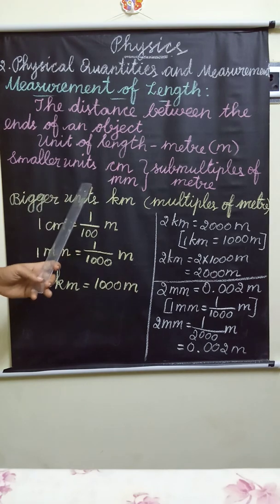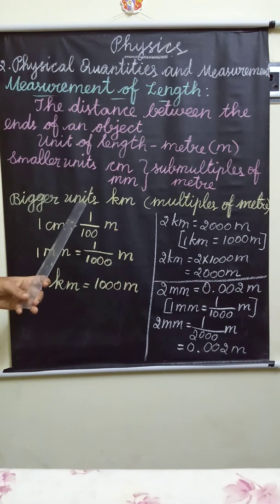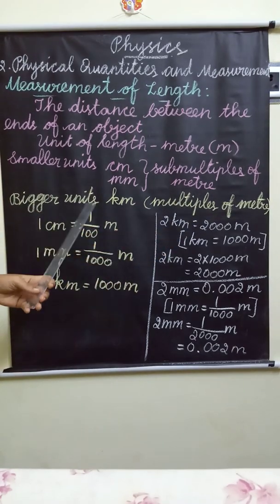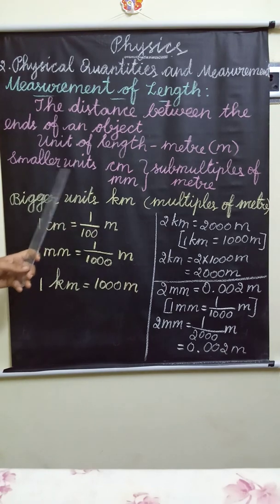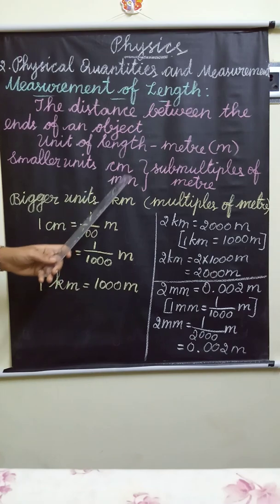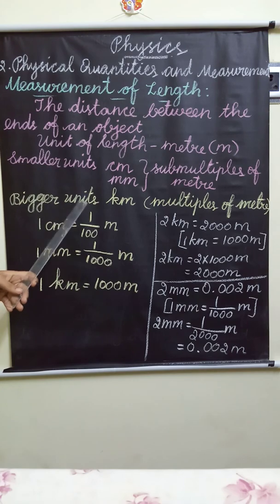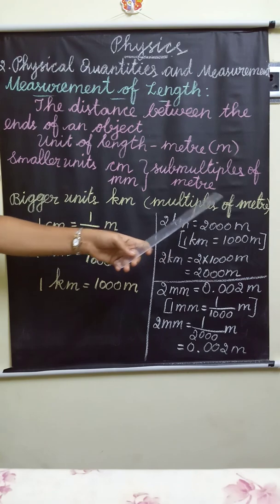Next, for measuring large lengths we use bigger units. That is kilometer. The bigger units are called multiples of meter. Two types of units: one is smaller units, another one is bigger units. Smaller units are centimeter and millimeter. These are called sub-multiples of meter. And bigger units are kilometer. This is called multiples of meter.